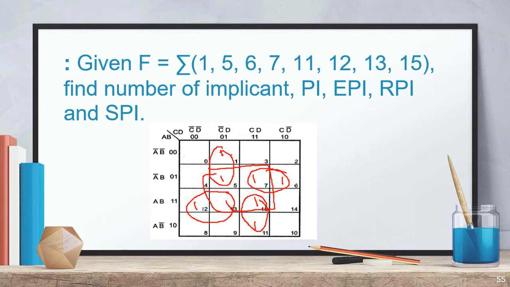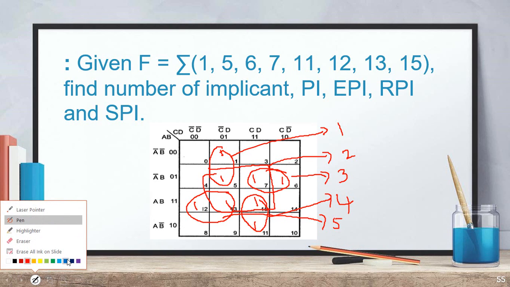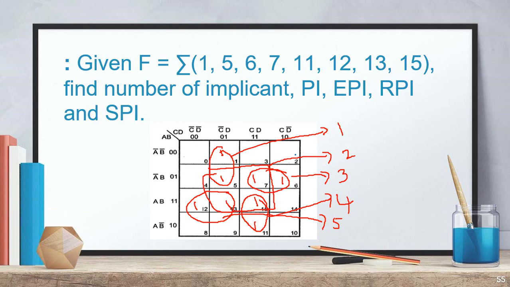So in this we can call the prime implicant groups: this is one group and this is the second group, 7 6 is the third group, 11 15 is the fourth group, and 12 13 is the fifth group. So these are 5 groups possible as prime implicants. Now, how many essential prime implicants are usually required?